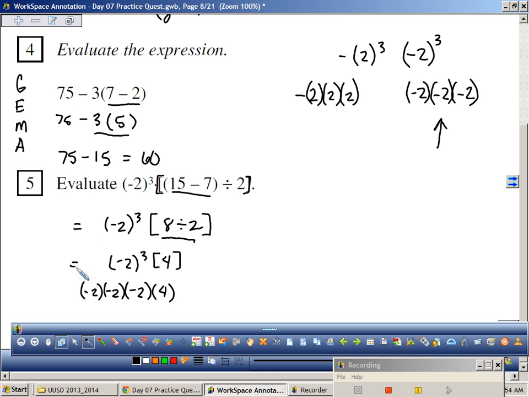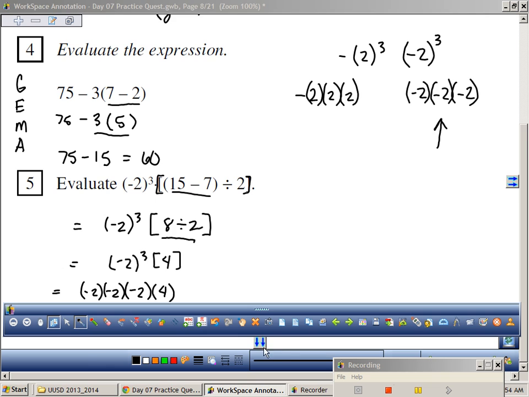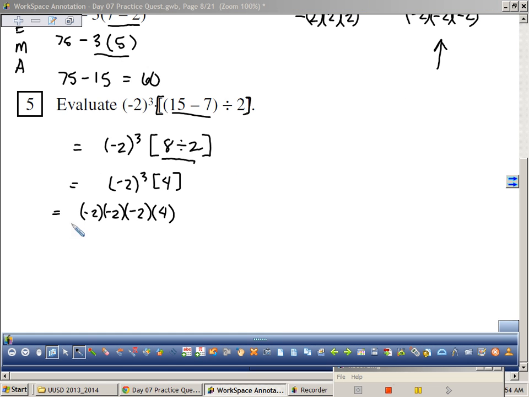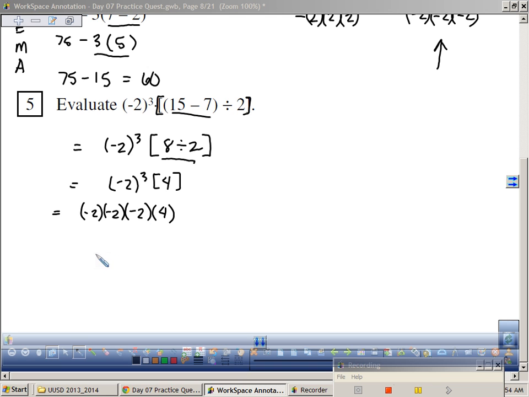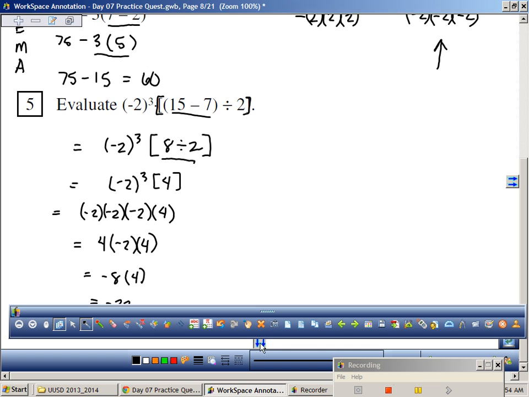Need an equal sign here. Trying to go too fast. I'm being sloppy. What is -2 times -2 times -2? I heard the correct answer. Let's try it again. -2 times -2 is +4. 4 times -2 is -8. Times 4 is -32. Everybody follow?